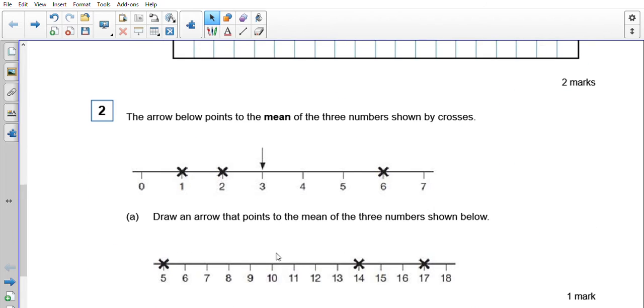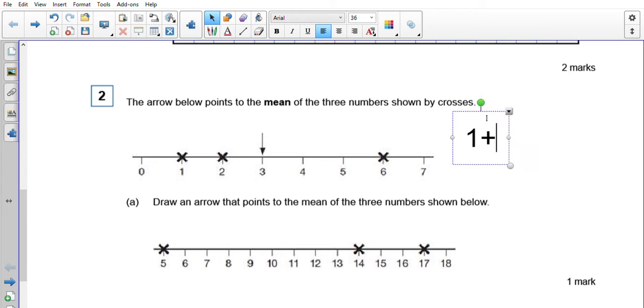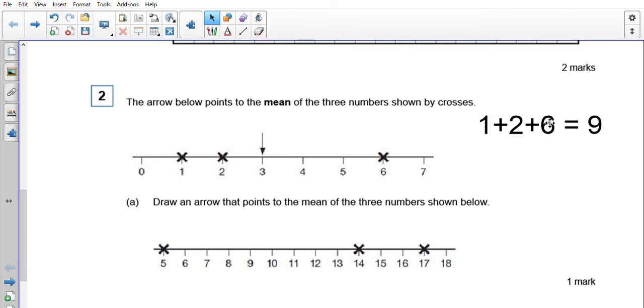Question 2a is down here. The arrow below points to the mean of the 3 numbers shown by the crosses. So let's look at this and think about what we did before. I had 1 plus 2 plus 6. 1 plus 2 plus 6 equals 9.